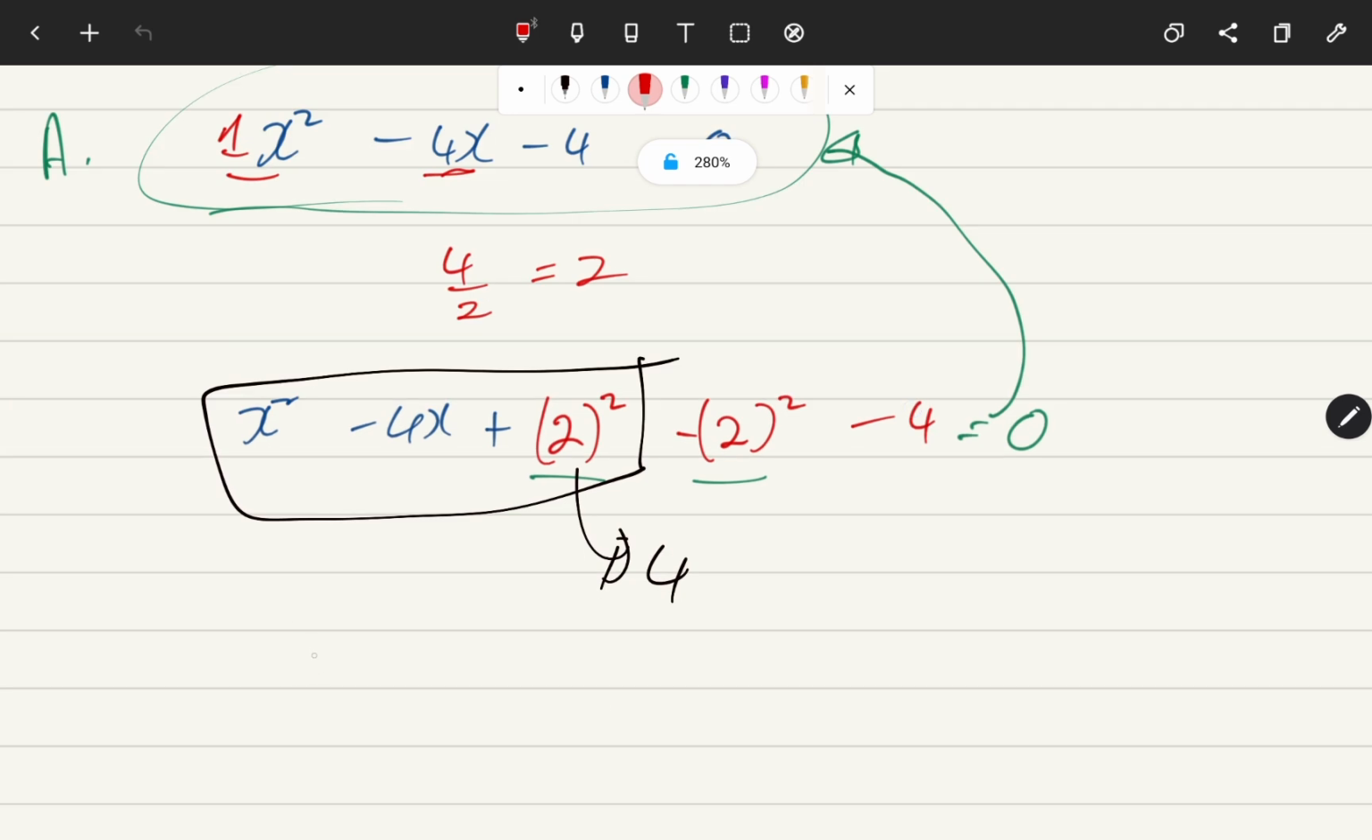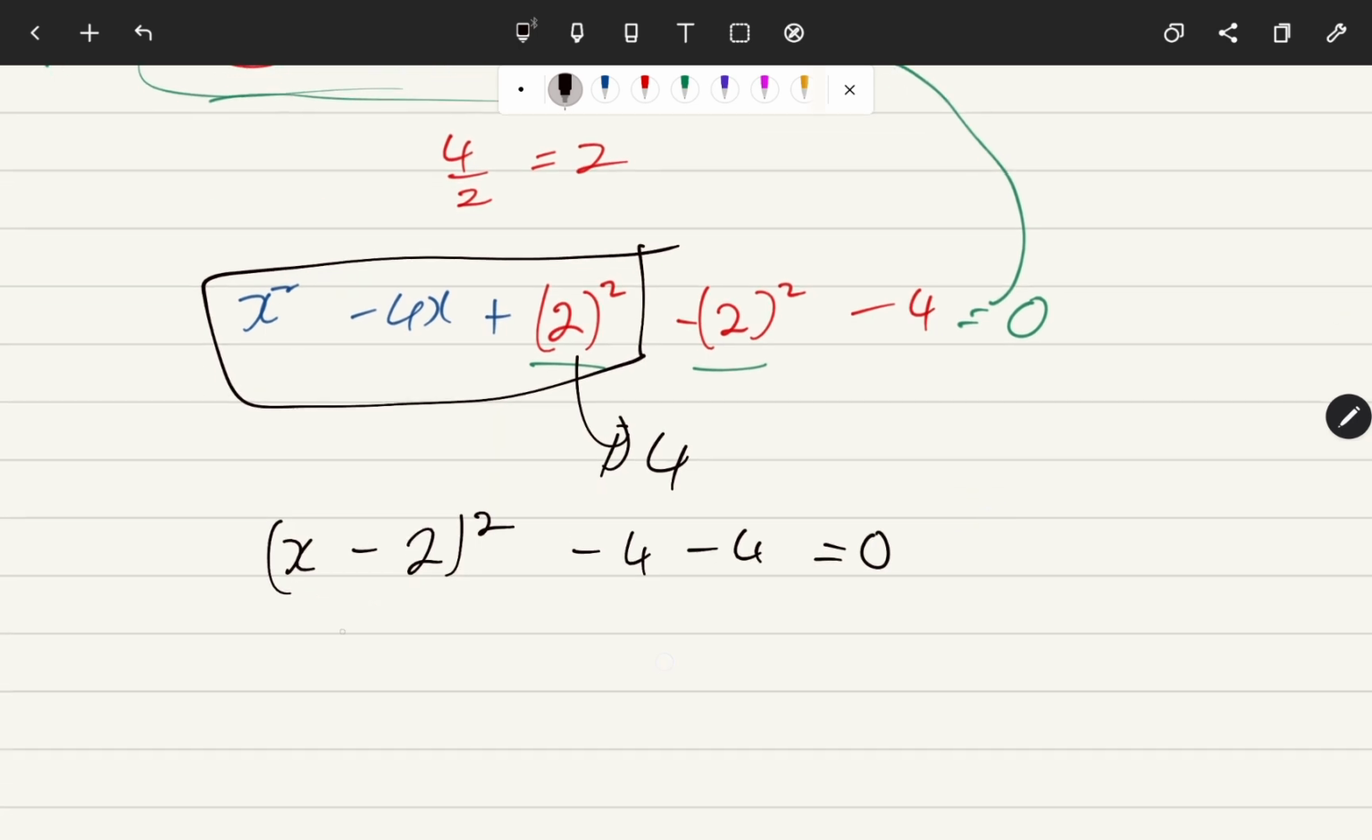So what do you have? You have x minus 2 squared, right? You still have your minus. Let's just square it. 2 squared is 4, minus 4 equals to what? Equals to 0. Continue further: x minus 2 squared minus 8 equals to 0.